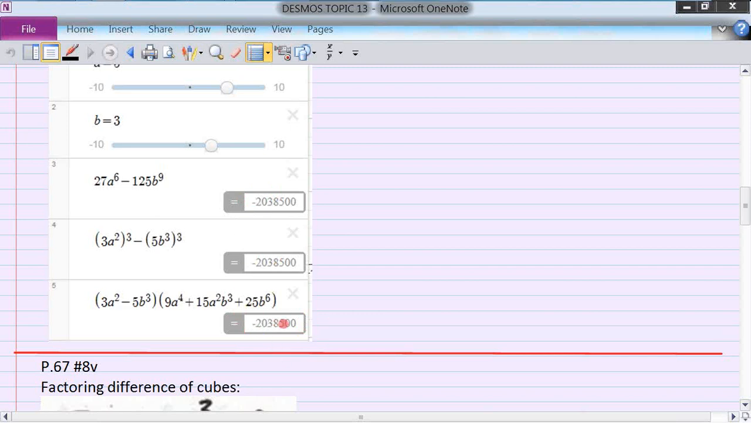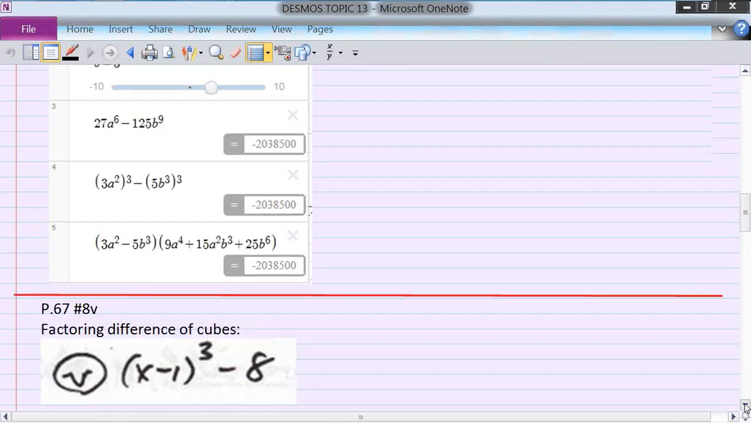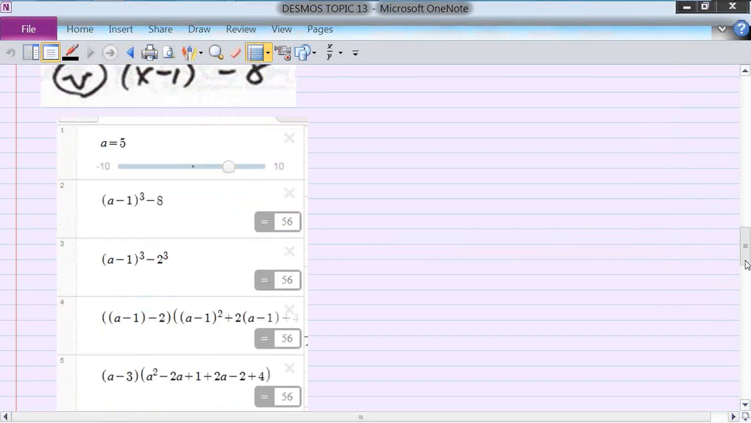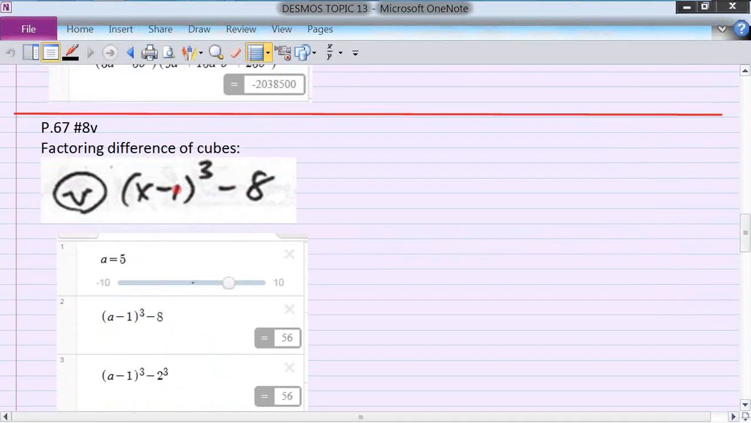The numbers are irrelevant here. It's that they are the same, 2,038,500 in each of these three boxes. Another difference of cubes, slightly different, because right here we have x minus 1 as one term.